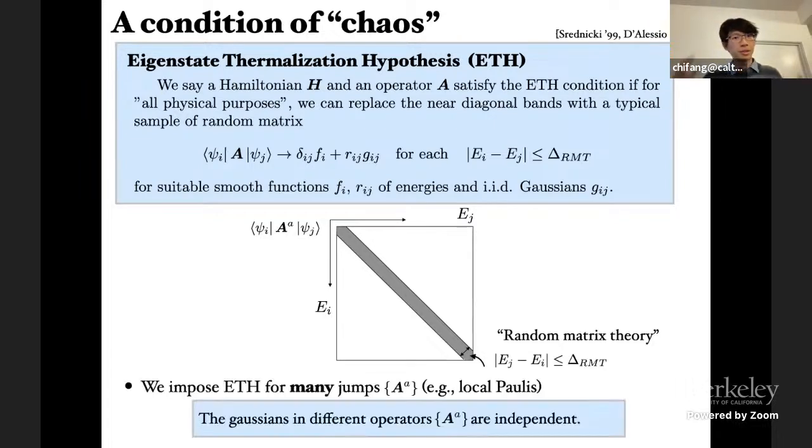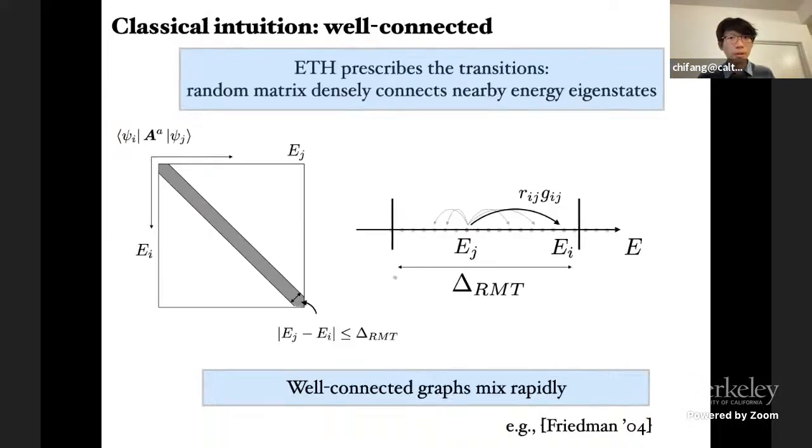Today we need ETH for many operators because we have many jumps. We can take them, for example, to be local Paulis, and we just treat the Gaussians as independent across the different jumps. Okay. So it turns out this is enough to guarantee thermalization, or rapid mixing, of these quantum Markov chains. The intuition from the classical Markov chain is that you're looking at a very well-connected graph, at least nearby.